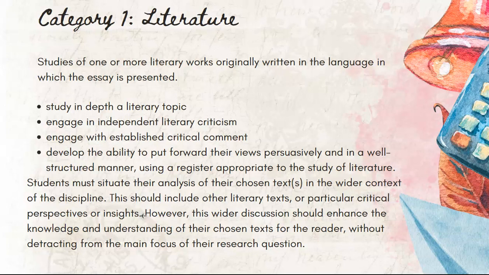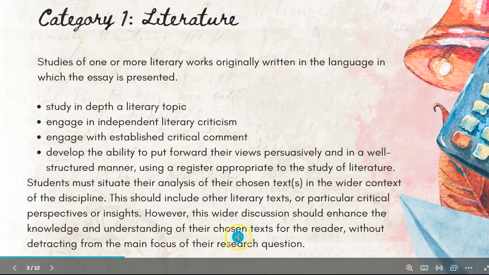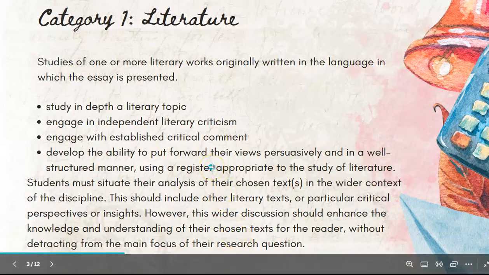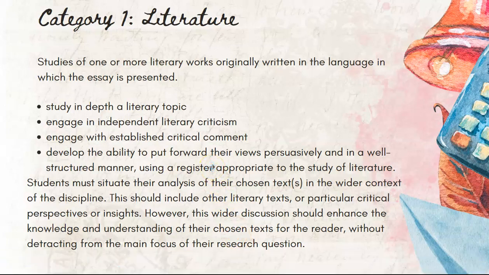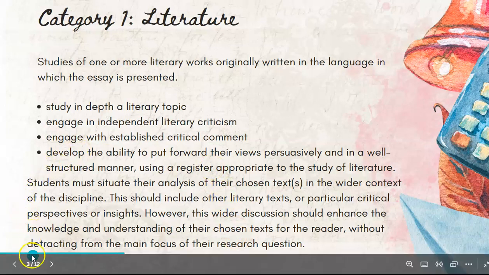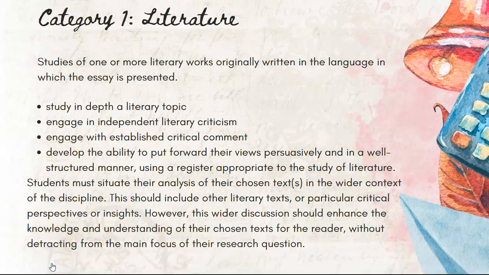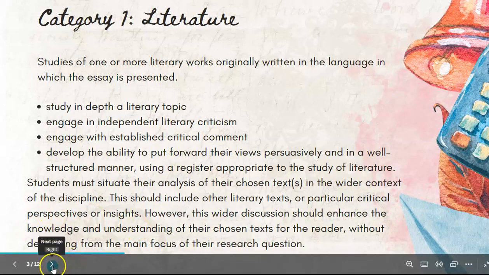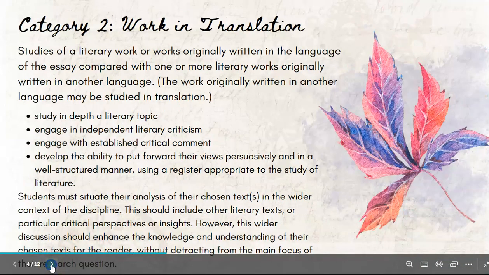You could also include a particular critical perspective or insight. So you could take a literary text and apply like the feminist lens to it or a sociocultural lens. Whatever it is, your wider discussion needs to enhance the knowledge and understanding of your chosen text. You can't just summarize what your text is about, and you can't just report what other people say about your chosen text. So your research needs to be research, something that you do to situate your piece of literature or your text around a wider concept.